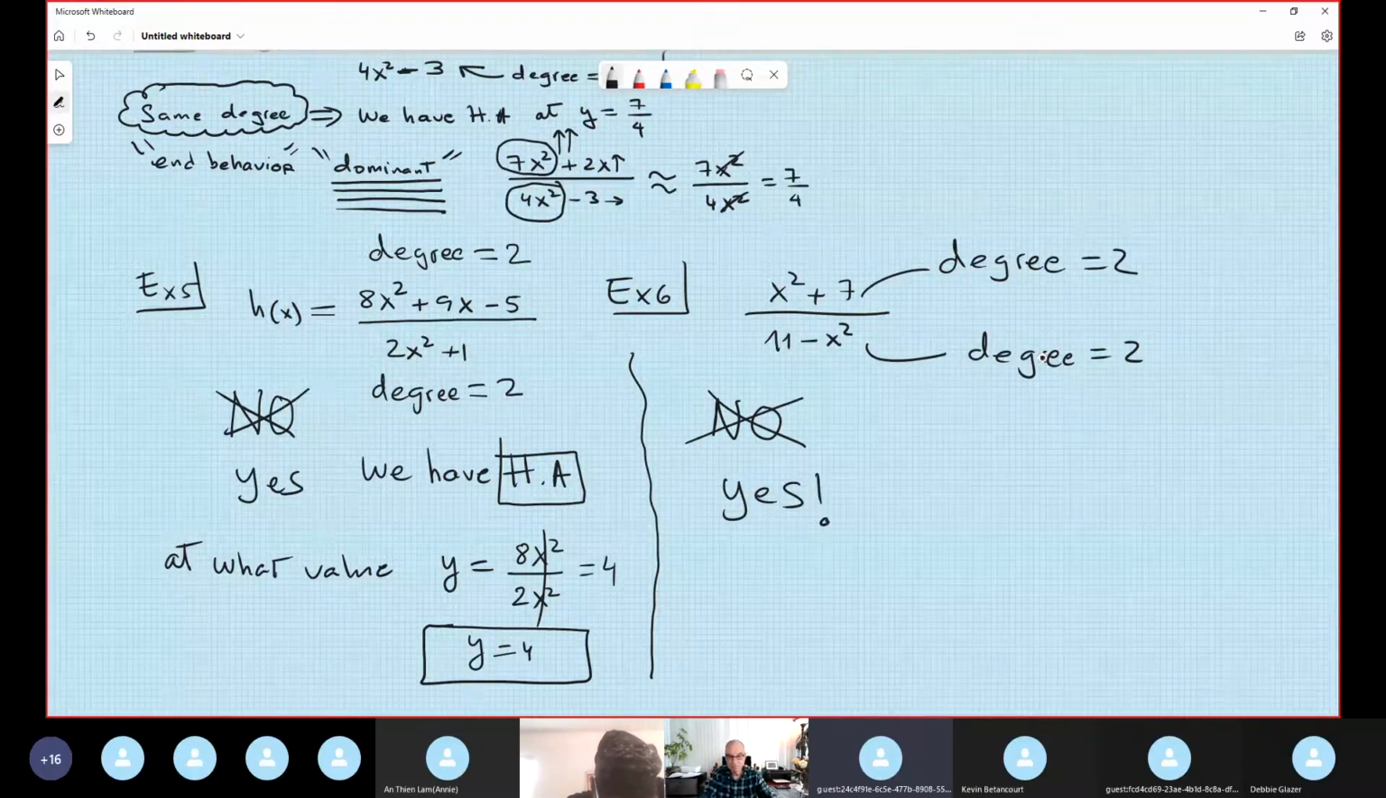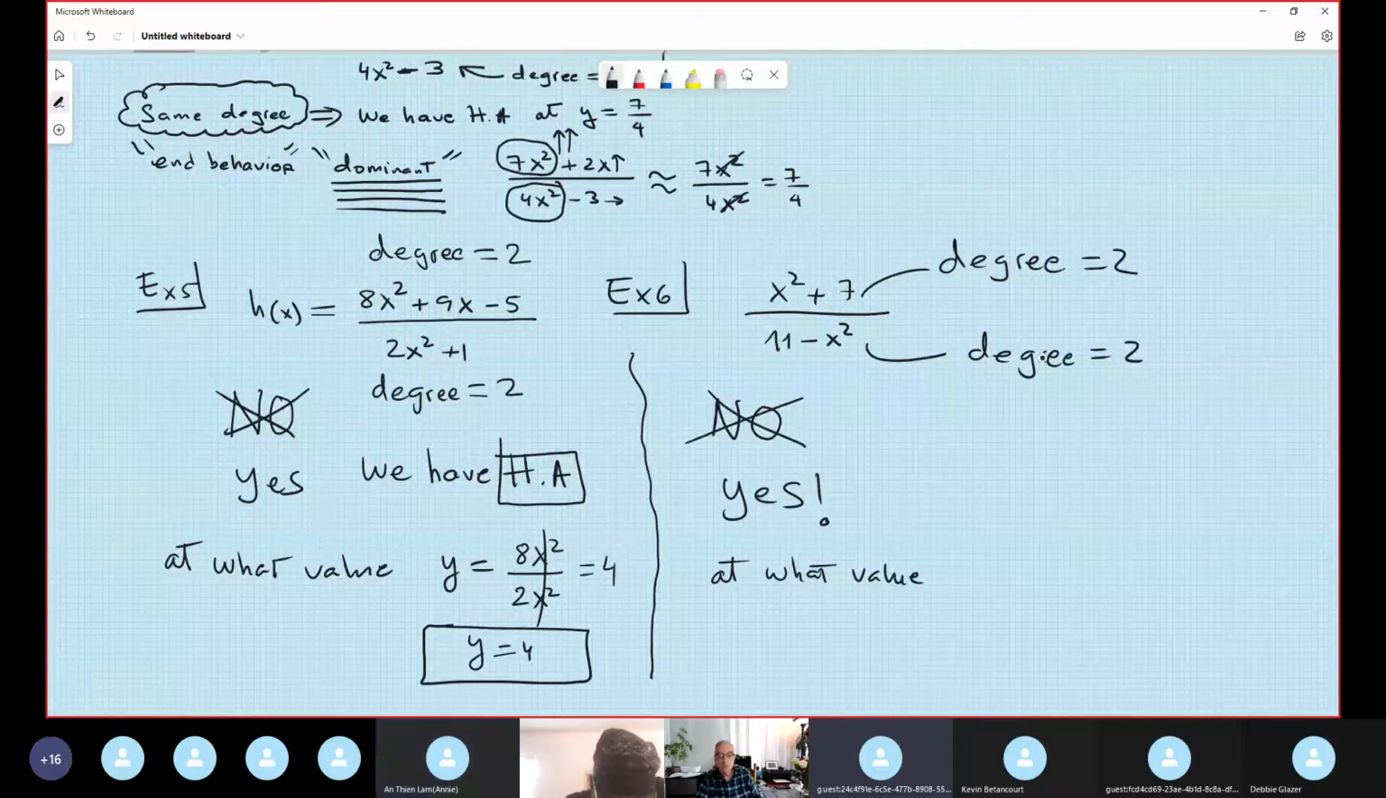Now, at what value? Is the second question. 1. Because 1 x squared and 1 x squared. It's 1. Everyone is agreed it is at y equals 1? Negative 1. Very well. I put it intentionally to confuse you.